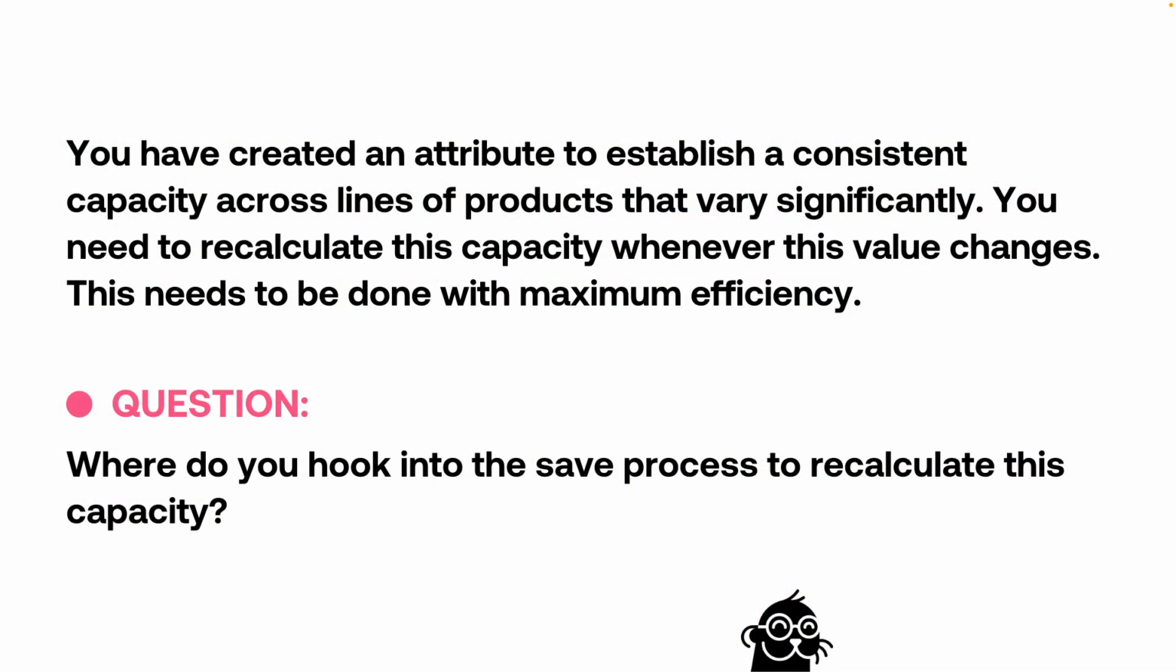You have created an attribute to establish a consistent capacity across lines of products that vary significantly. If you remember, last week's Knowledge Bite was about how to enable an attribute filter on the sidebar layered navigation when we sell products that wildly vary. So we might have a mug that we sell, but we also might have a dumpster or trash can, and maybe this would be measured in milliliters, and then the trash cans from the manufacturer come with a certain number of gallons or cubic feet or something like that, and these all have to be merged so the customer can filter.